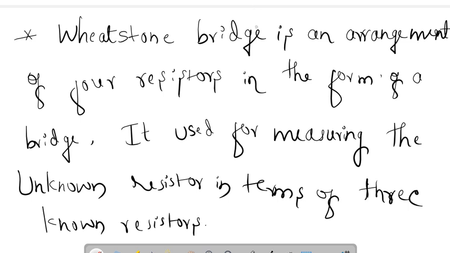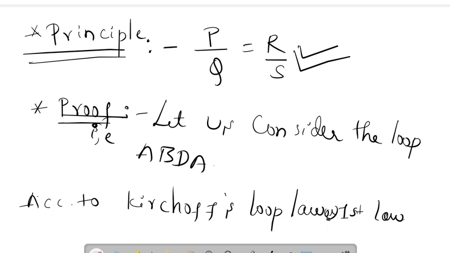So what is Wheatstone bridge? Wheatstone bridge is an arrangement of four resistors in the form of a bridge. It is used for measuring an unknown resistor in terms of the three known resistors. Here we have considered the unknown resistor as S. So what is the principle here? We need to prove P by Q is equal to R by S. So S is the unknown resistor.